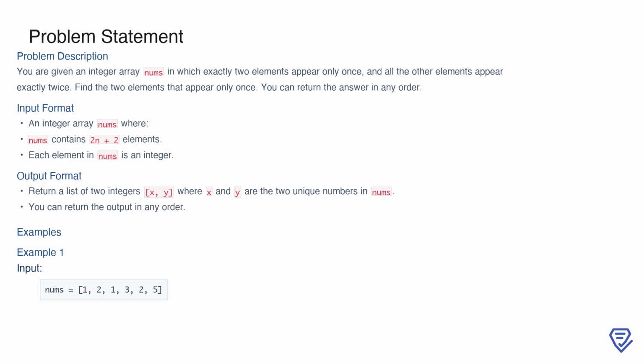answers. For the input format, the array will always have 2n plus 2 elements, which ensures that there are two unique numbers and the rest appear in pairs. The output format is simply a list containing the two unique numbers. Let's consider an example to better understand this problem.